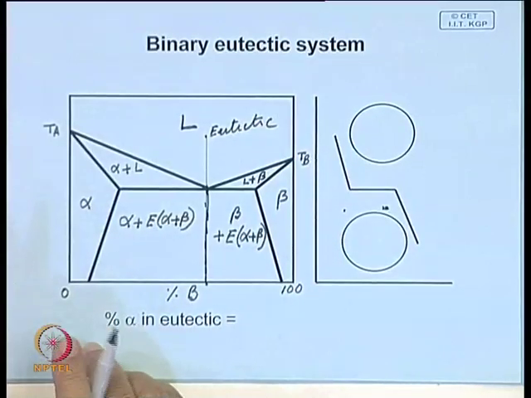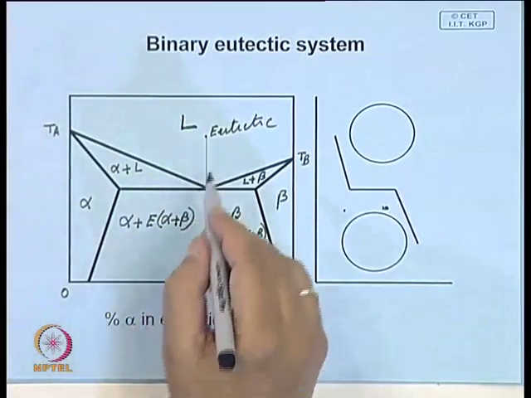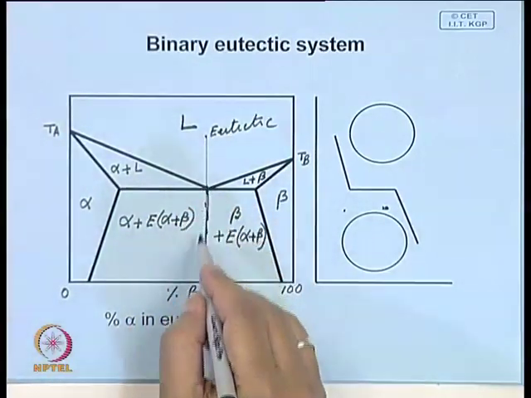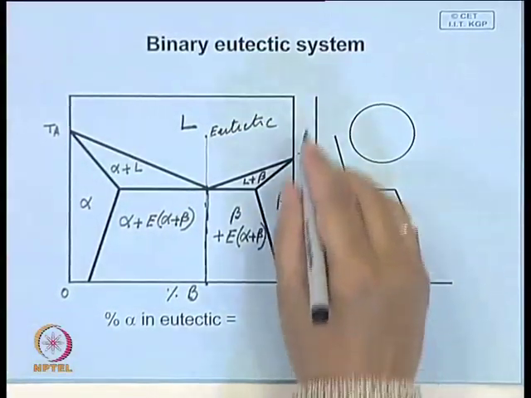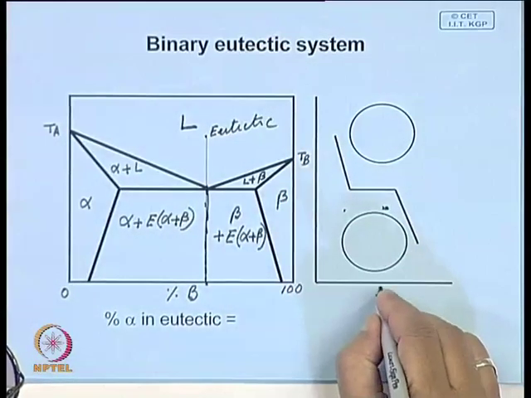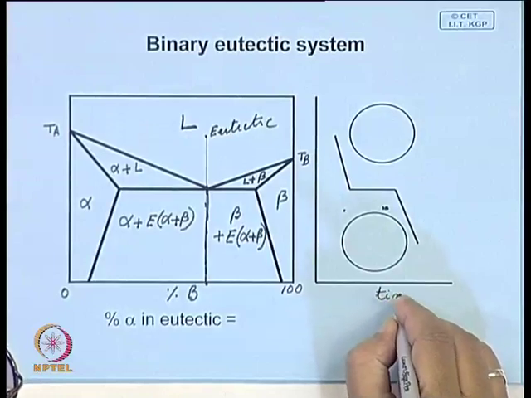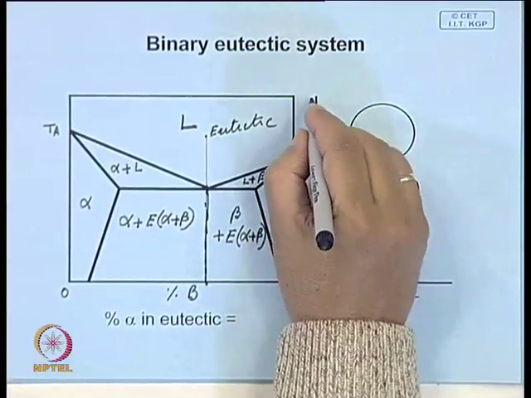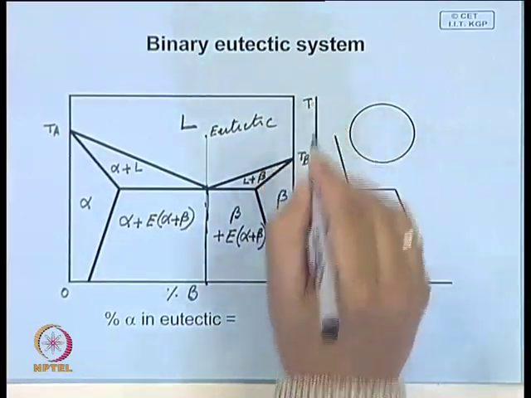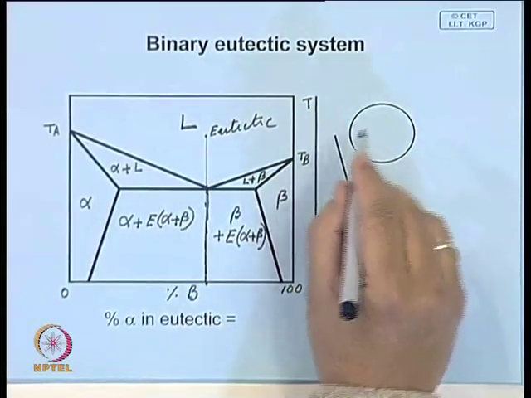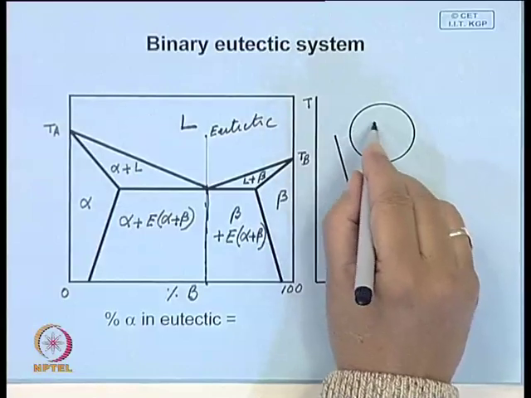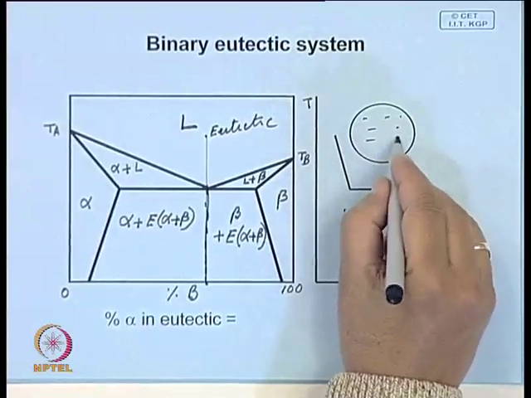Now, let us look at the solidification behavior of the eutectic. This is the cooling curve of a eutectic alloy, this axis is time, this axis is the temperature. You have heated the alloy to a temperature where it is molten, and here it is liquid.